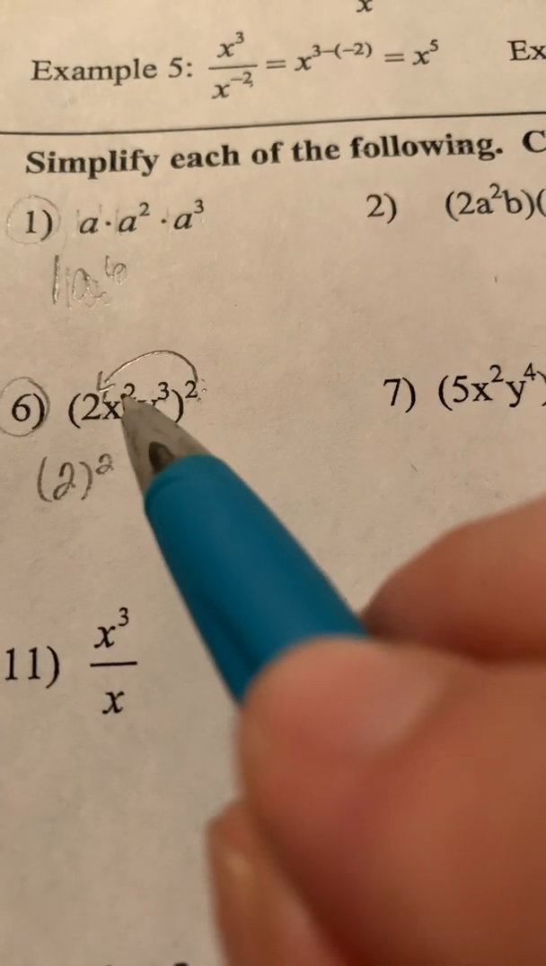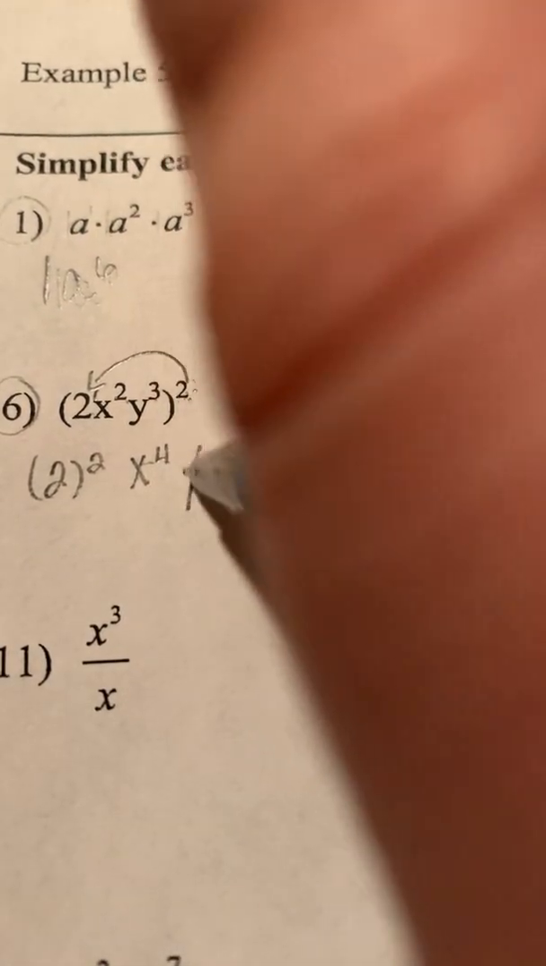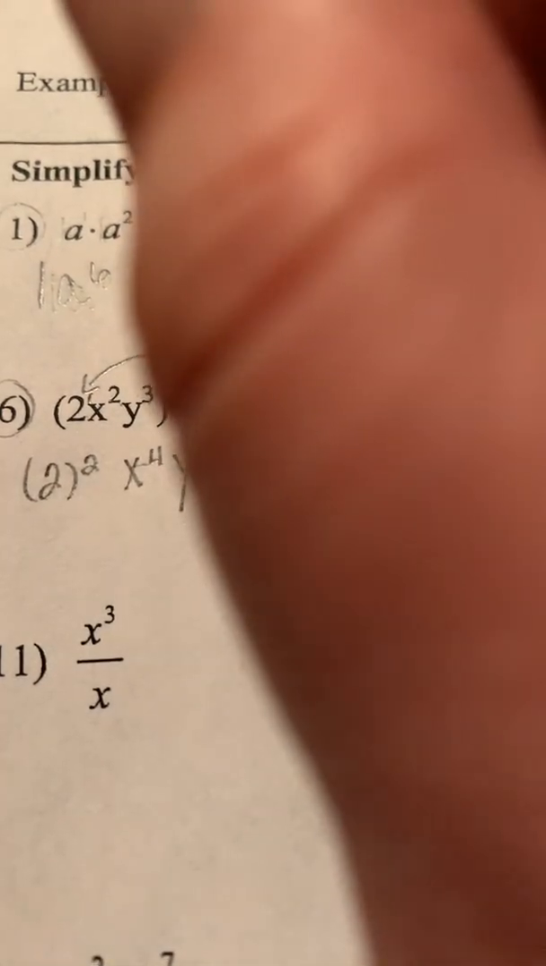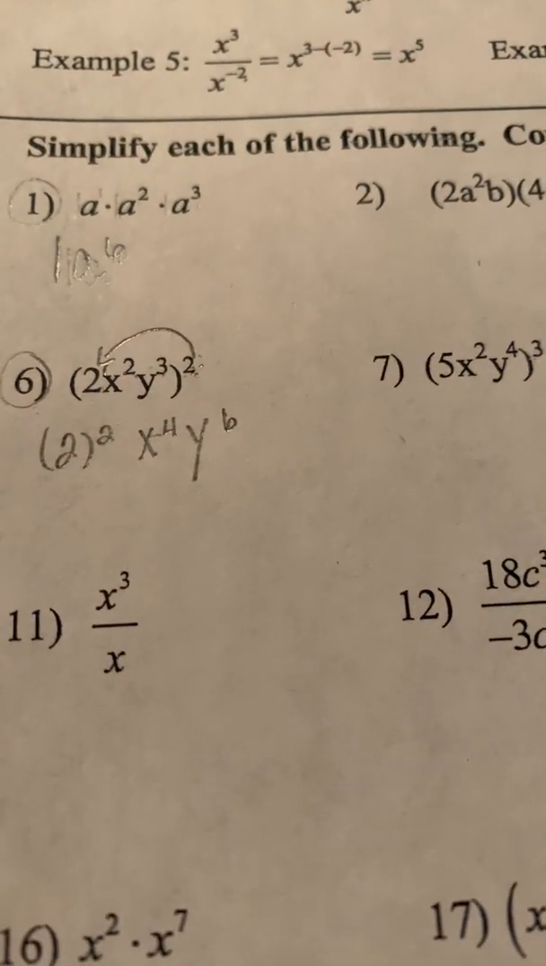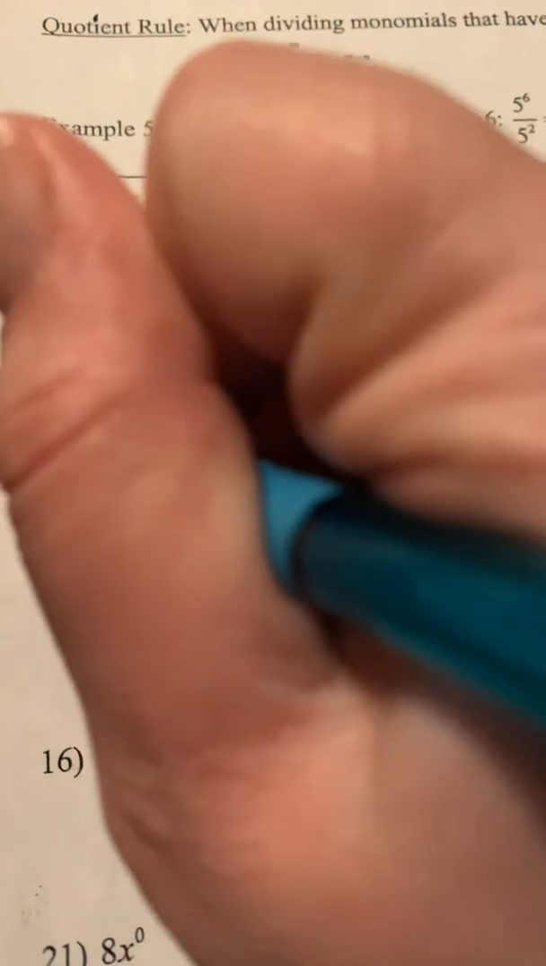x to the 2 times 2, to the 4th, and y, you're taking 3 times 2, to the 6th, and 2 squared then is 4. So our final answer is 4x to the 4th, y to the 6th.